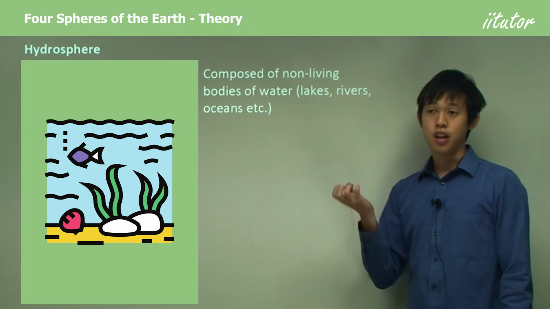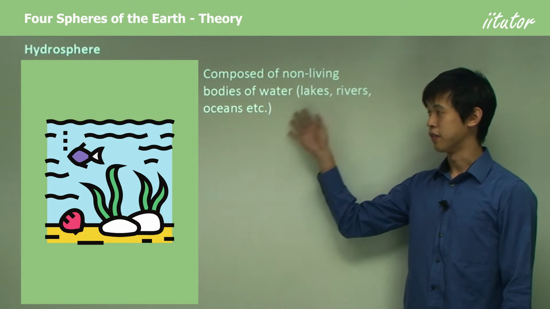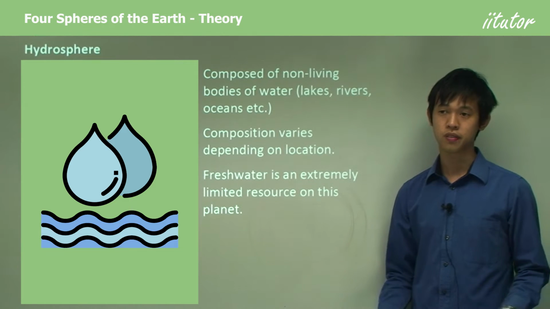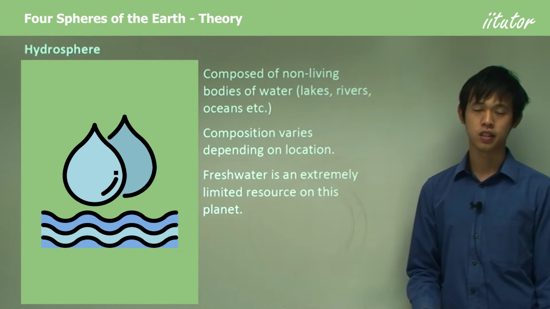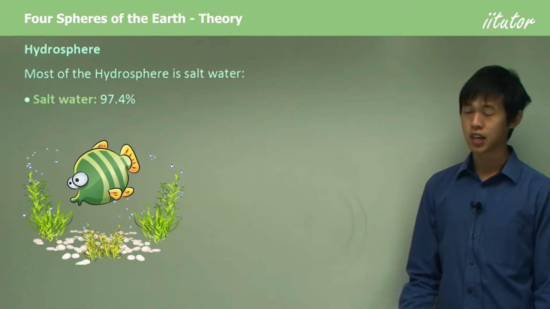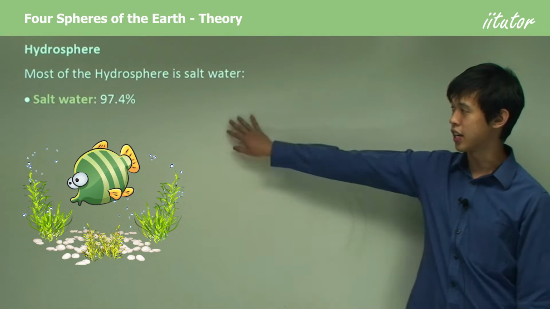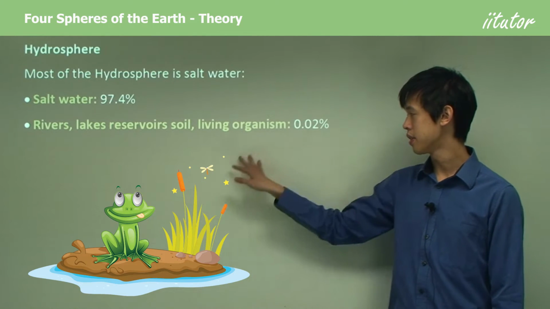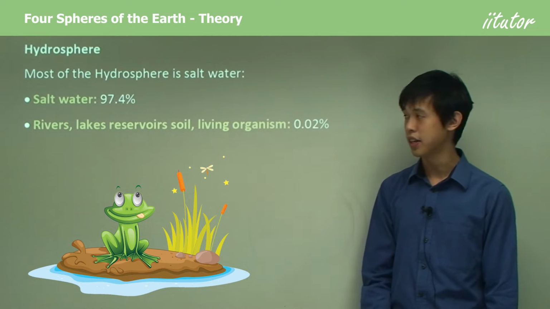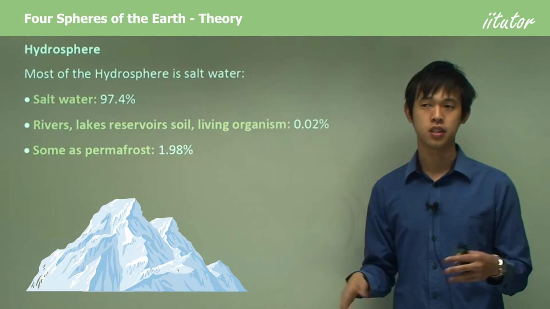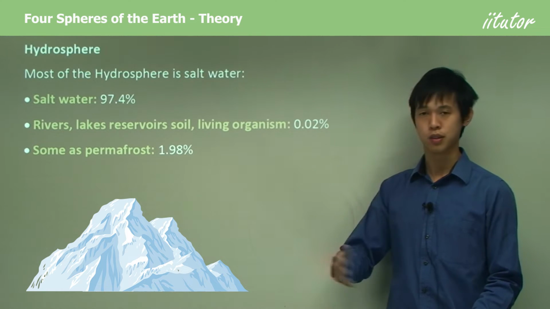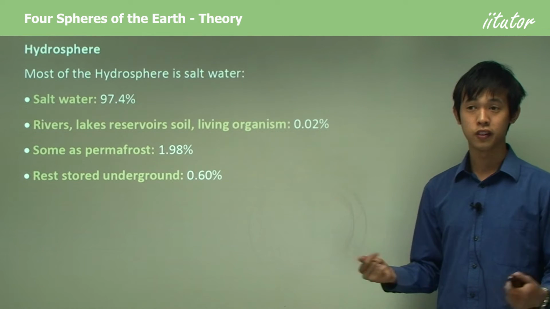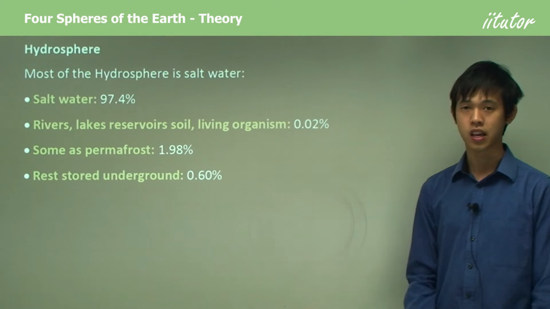The hydrosphere is any non-living body of water, such as a lake, river, or ocean, and the composition varies depending on the location. Freshwater, so no salt in the water, is an extremely limited resource, particularly on this planet, where we have mostly salt water. Most of the hydrosphere is saltwater because of the ocean, so it's about 97.4% saltwater. Rivers, lakes, reservoirs, soils, and living organisms account for 0.02% of the freshwater on the Earth. Some of the water is frozen ice in certain areas, called permafrost, and that's about 2%. And the remaining part is stored underground in aquifers. Alice Springs runs on a very large water aquifer under the ground, so that's where they get their water from.